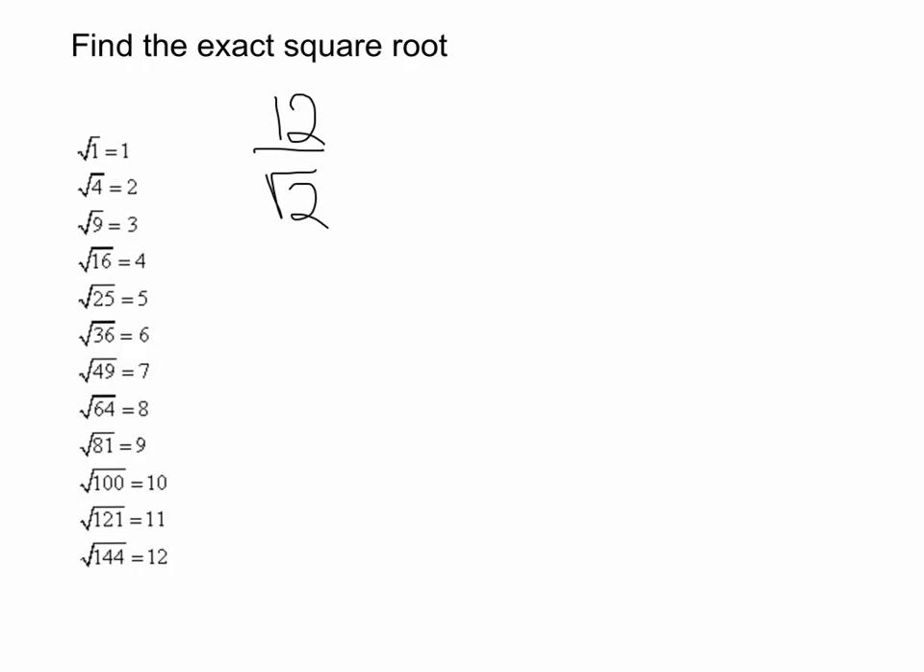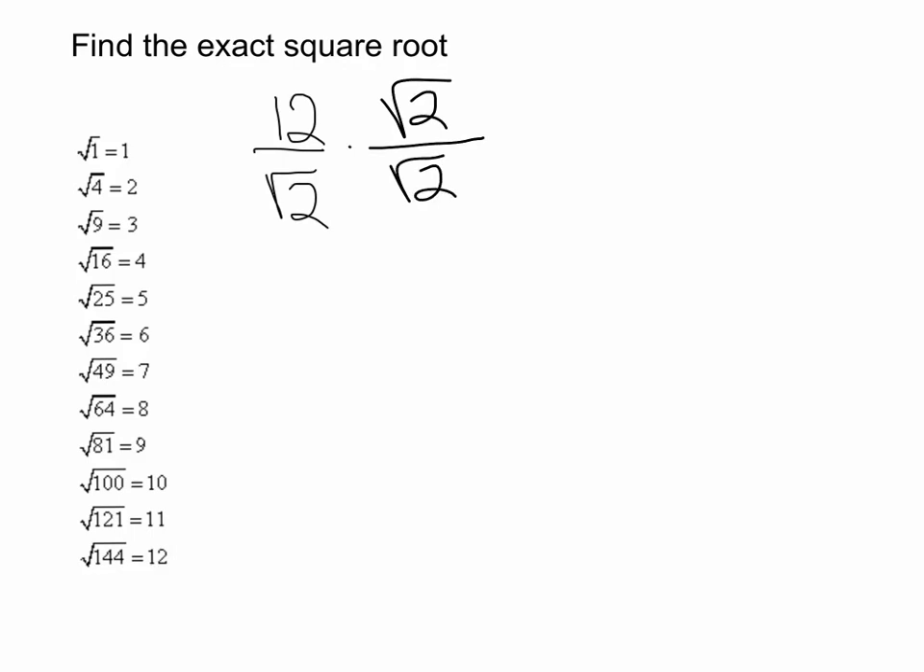So let's do an example where we have to rationalize the denominator. So let's do 12 divided by the square root of 2 and find the exact square root of this. So take a second, guys, pause the video and simplify 12 over the square root of 2 by rationalizing the denominator. All right, so our first step is when we rationalize, we're going to multiply by the square root of 2 over the square root of 2.